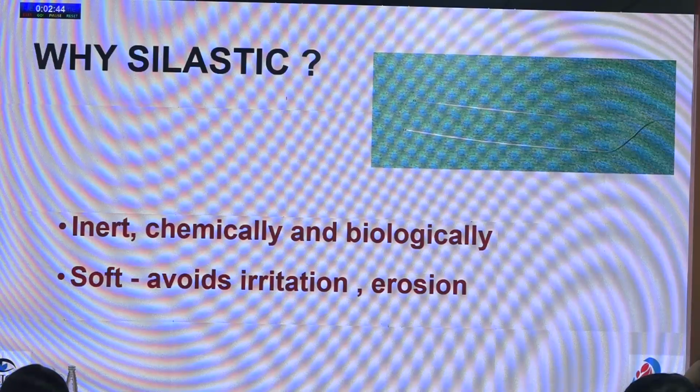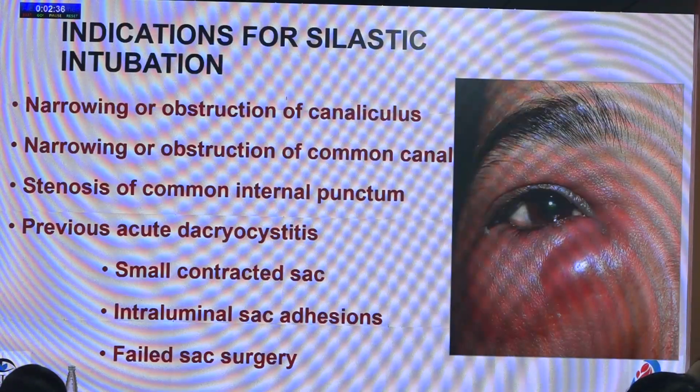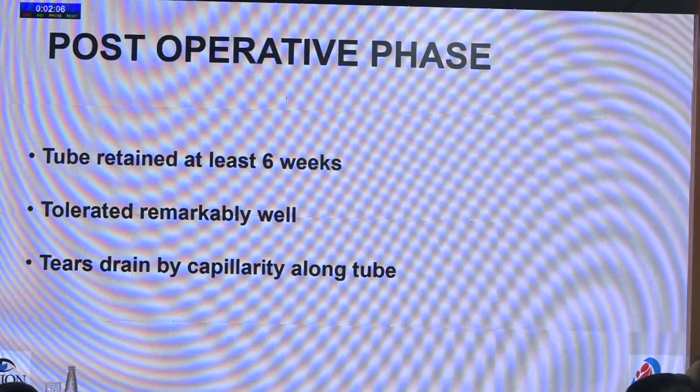And why a silastic tube? Because it is inert chemically and biologically and avoids irritation, and it is especially required for cases where you feel there may be a common canalicular obstruction. Otherwise, in people who've already had an episode of acute dacryocystitis or a failed surgery, this is important. And people put tubes routinely for all their procedures. I don't agree with that, because it's not really required otherwise, and it's just a source of infection in somebody who's undergoing a primary surgery.